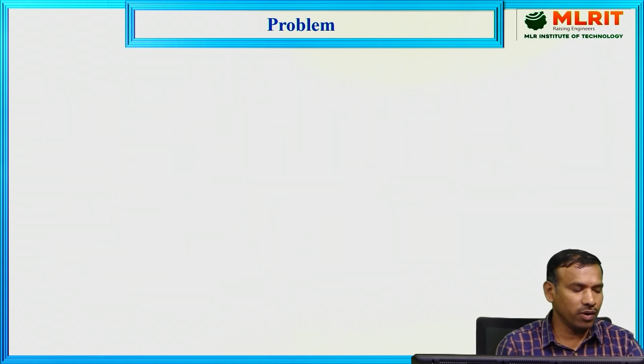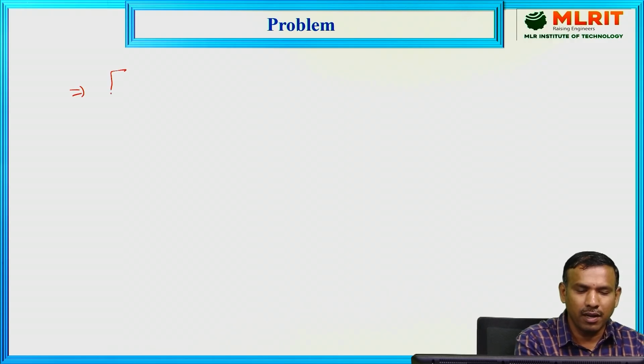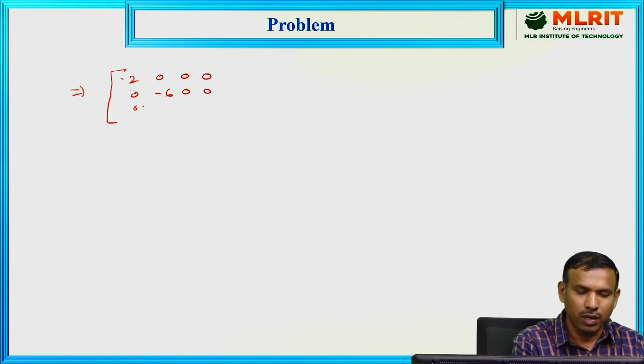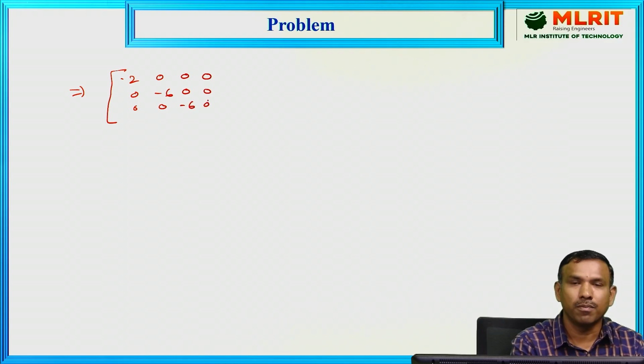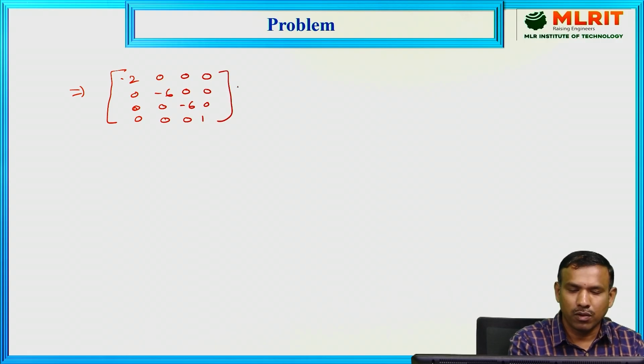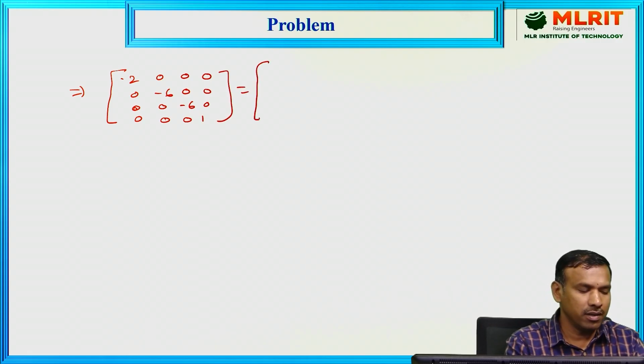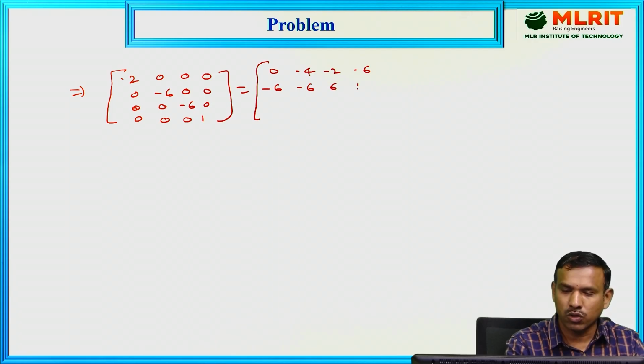Now look at this one. What we are getting, applying those same operations, I am writing here directly. Minus 2, 0, 0, 0, 0, minus 6, 0, 0, 0, 0, minus 6, 0, and 0, 0, 0, 1. So applying the same operation on the prefactor, we get the elements 0, minus 4, minus 2, minus 6, and minus 6, minus 6, 6, 12, and minus 6, minus 12, 0, minus 6, and minus 1, 1, 2, 6.